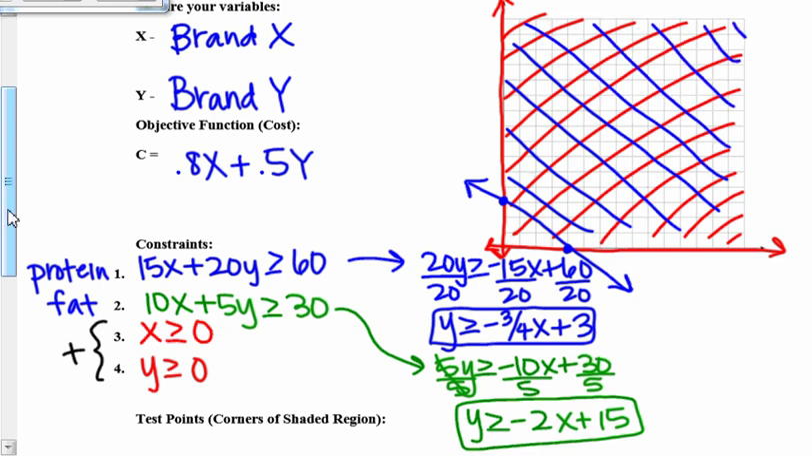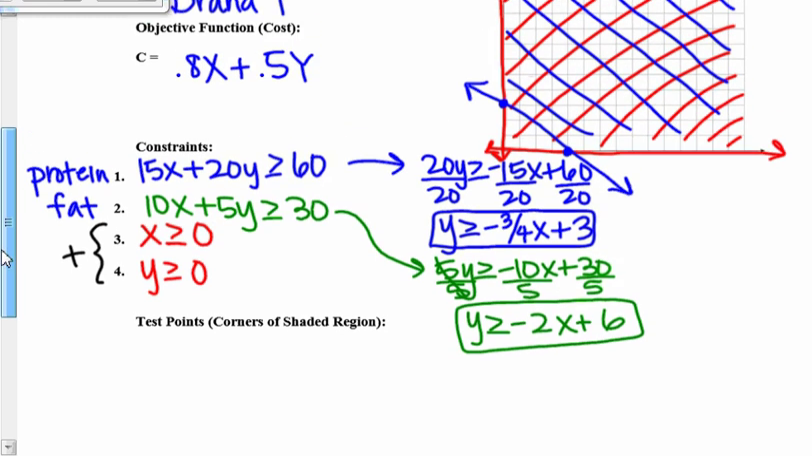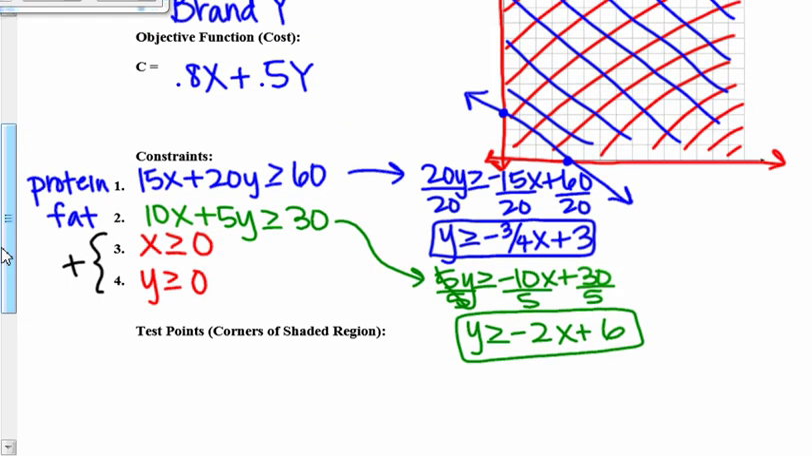Let's do the green one now. Y is greater than or equal to negative 2x plus 15. Well, 15 is actually... Oh, I'm at 6. I'm at 6. Because if you scroll down here, I did this math wrong. Whoops. 30 divided by 5 is not 15. 30 divided by 5 is actually 6. All right. So, let's do that. Plus 6 is right here. And negative 2x: down 2 over 1, down 2 over 1, down 2 over 1.